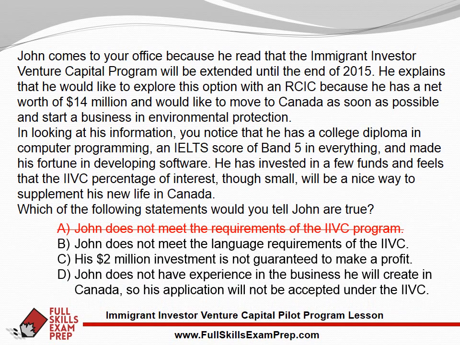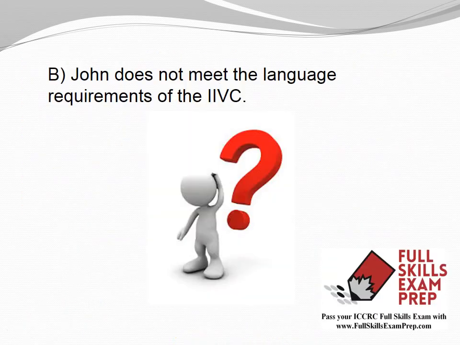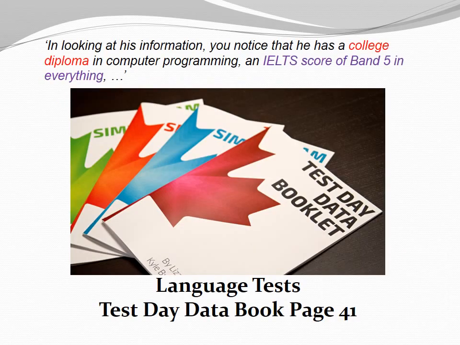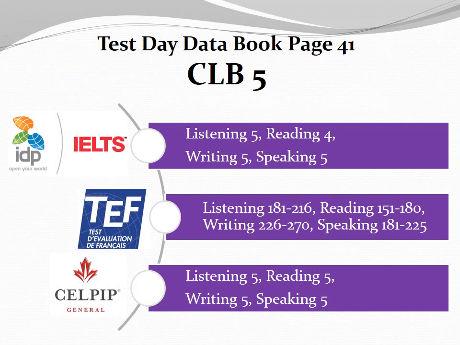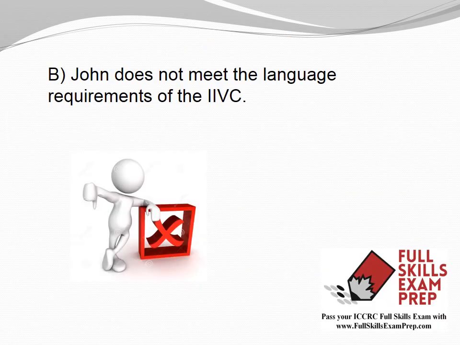Okay, let's take a look at B. John does not meet the language requirements of the IIVC. Whenever you have a question like this, you should be pretty happy just because you have the language tests page in your test day data book. So we can say he got an IELTS score of band 5 in everything. And all you do is you take a look at that page. You can see that that equates to a CLB 5, which means he does meet those requirements.